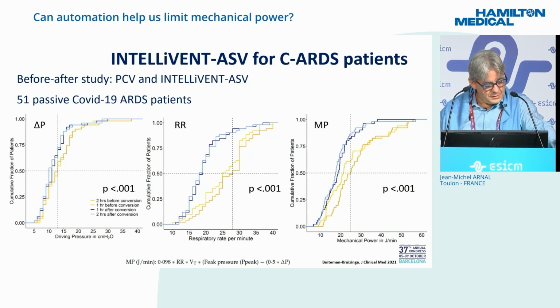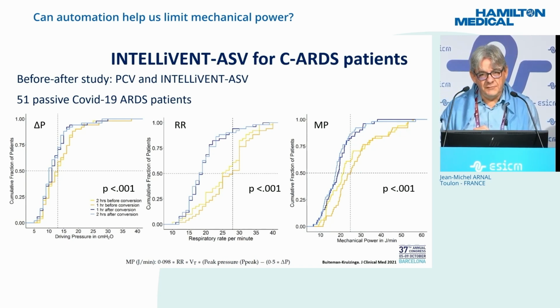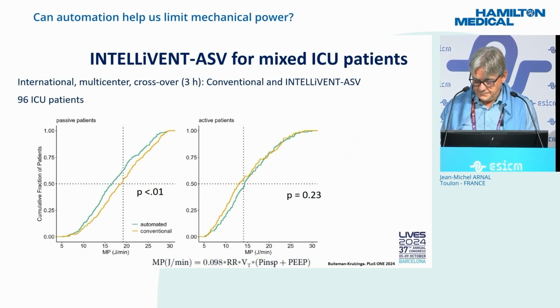A kind of similar before-after study, pressure control to IntelliVent ISV, now in 51 passive COVID ARDS patients. In yellow is the conventional mode, in blue the automatic mode, and as you can see, the driving pressure was slightly lower in IntelliVent ISV. It was significant, but the values were not so different. But the respiratory rate was much lower in IntelliVent ISV, and this again resulted in a lower mechanical power.